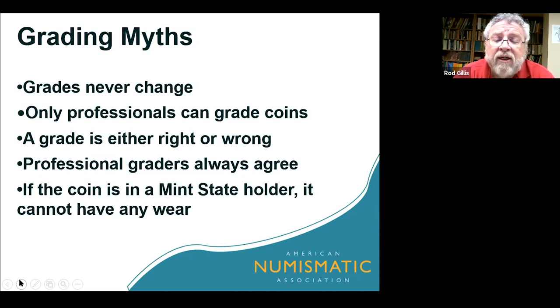And the final thing is, if the coin is in a mint state holder, it cannot have any wear. And you might be thinking, well, how is that possible? Because mint state means it is supposed to be uncirculated and not show any wear at all. And you are correct if that's what you're thinking. But when we're talking about real expensive coins, third-party grading companies often give a little leeway, especially with gold. And if it's a very valuable gold coin, they may see a little wear, a little rub, but they're going to let it go. And the reason is because they are not using technical grading, they are using market grading. And we're going to be spending time in a few minutes discussing what technical grading and what market grading is, and talking about the difference between the two.